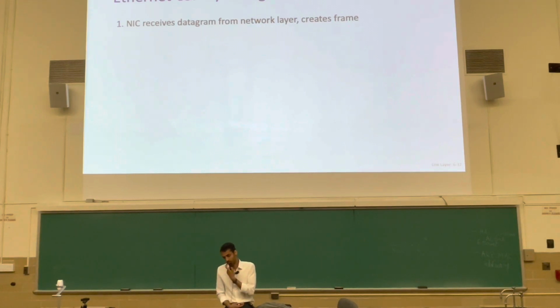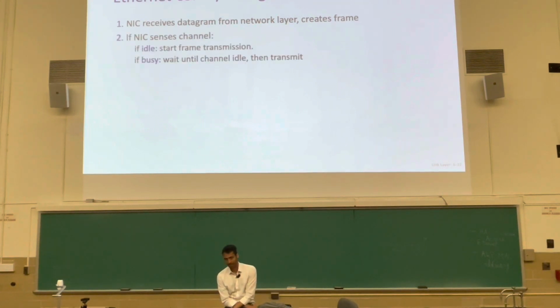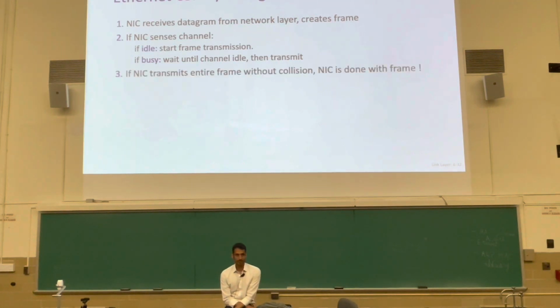So here's a stepwise, complete Ethernet protocol. The NIC receives a datagram from the network layer. So the TCP or UDP segment encapsulated in IP goes down to the link layer, and it's ready to be sent on the NIC. It senses the channel. If the channel is idle, it will start frame transmission. Okay. That's our polite communication protocol. If it's busy, it's going to wait until the channel is idle and then transmit. If it senses the channel is not idle, it will never transmit, but we know that this is not enough. If the NIC transmits the entire frame, starting from an idle channel, it happens to be lucky, no collision happens, the NIC is done with the frame.